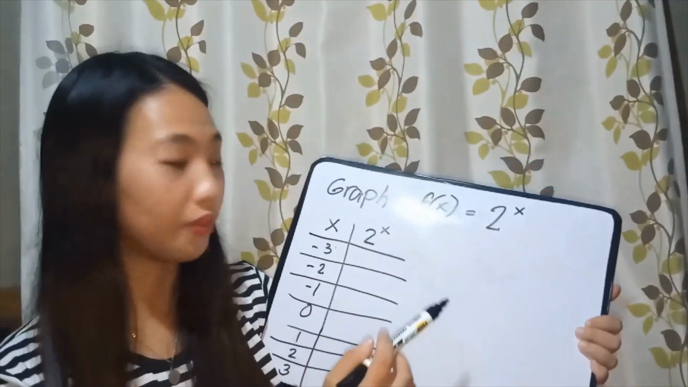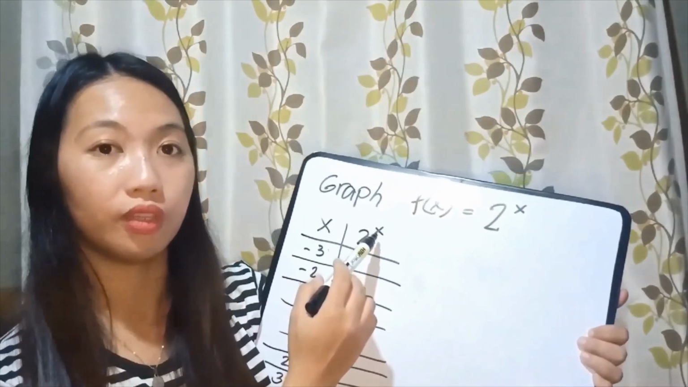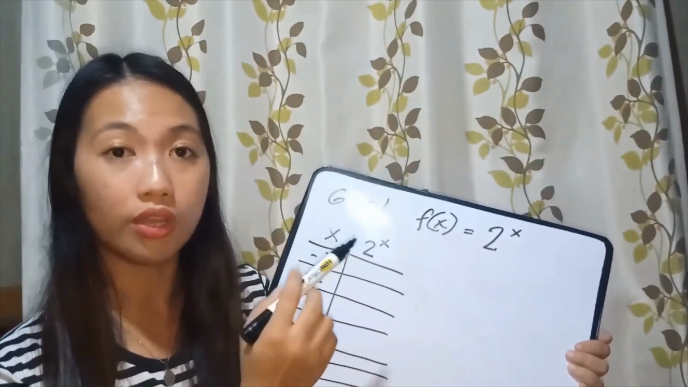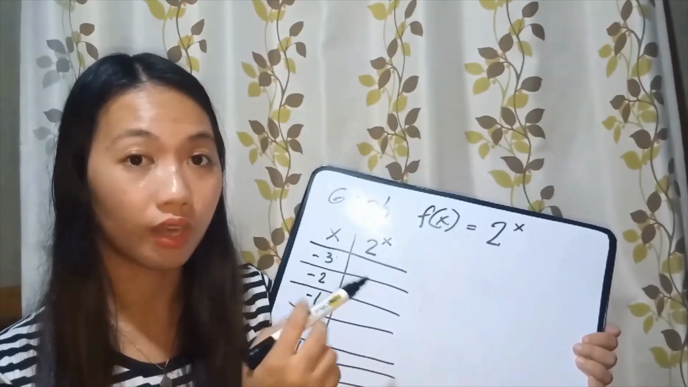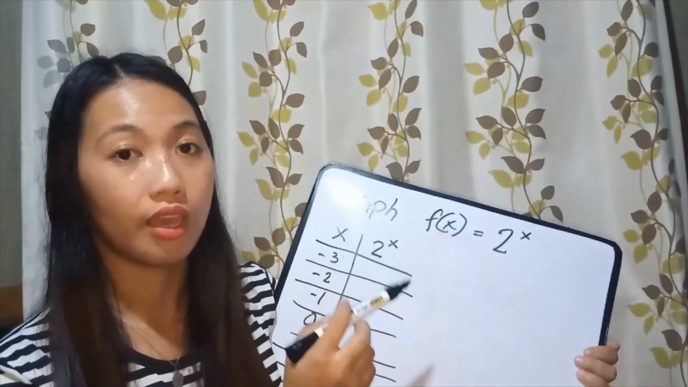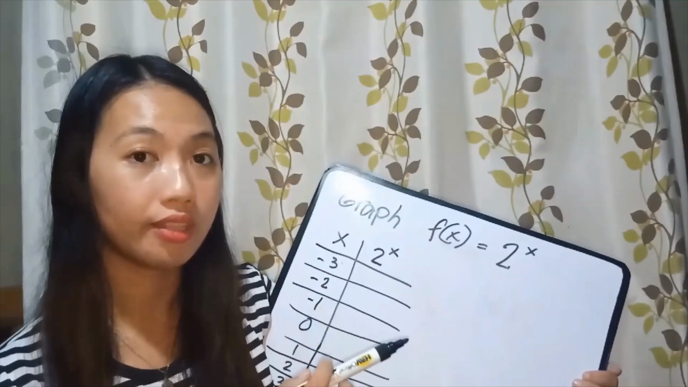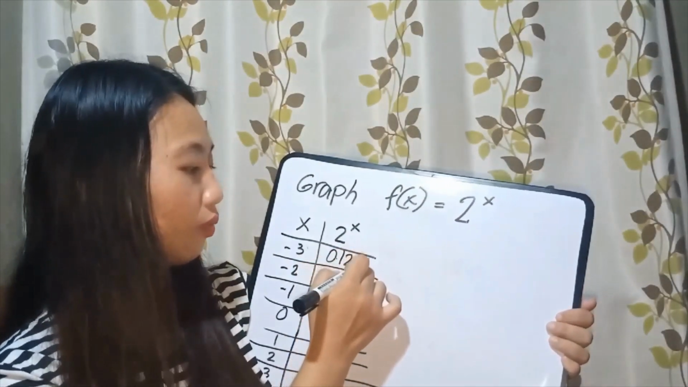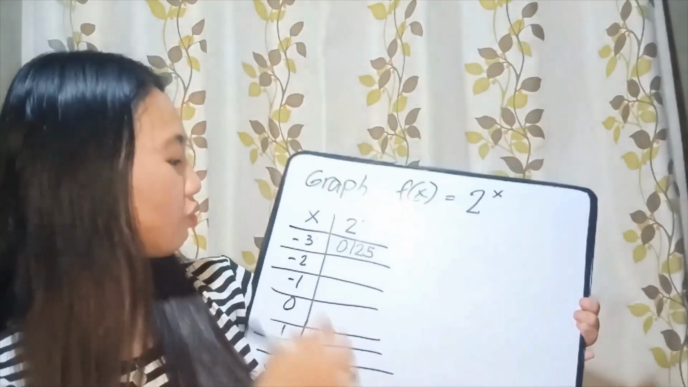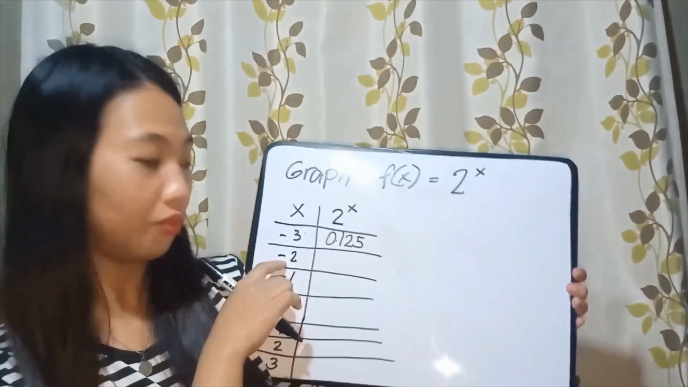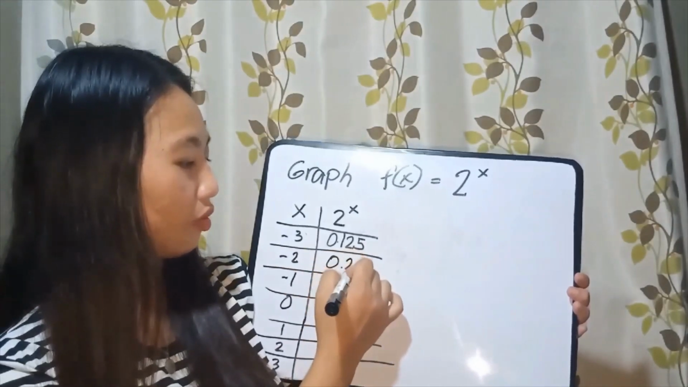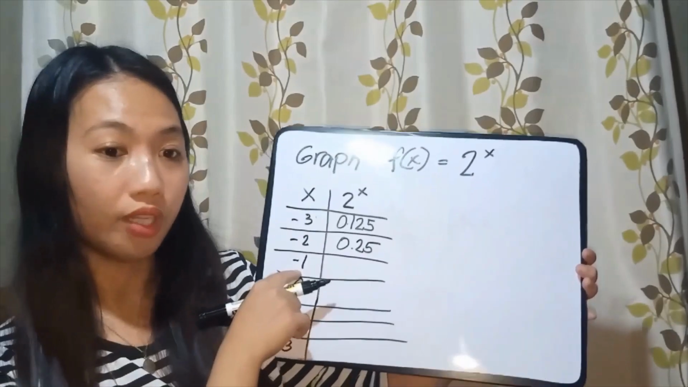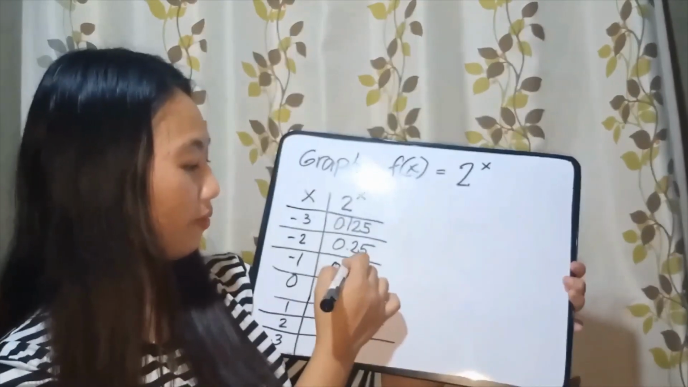When negative 3 is substituted here, using the law of exponent, 2 raised to negative 3, that is the negative law of exponent. To simplify, that is 1 over 2 raised to positive 3, and we have 1 over 8. And 1 over 8 in decimal form is 0.125. Next, if x is negative 2, we have 0.25, and if this is negative 1, we have 0.5.